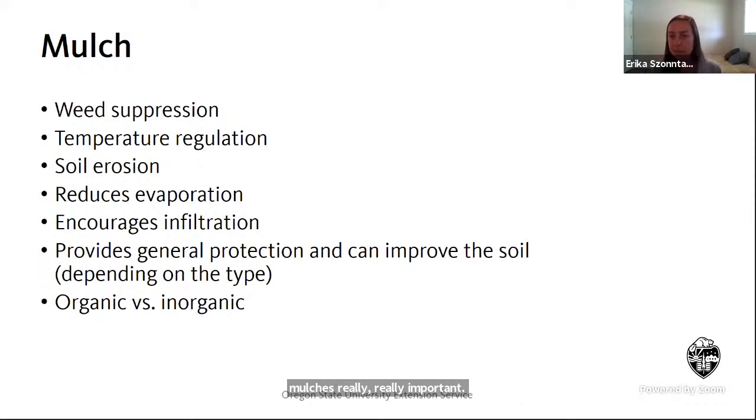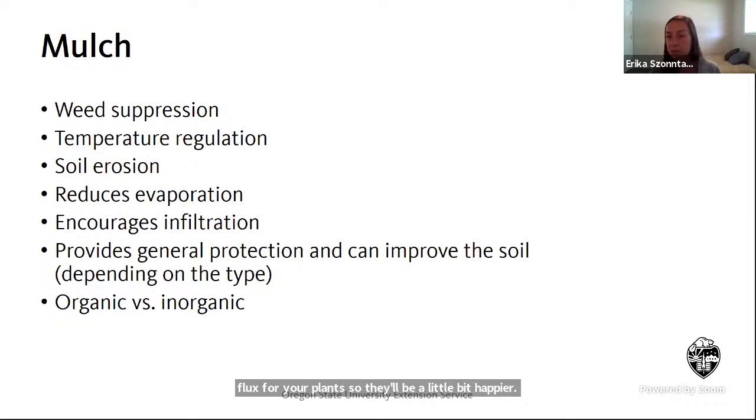It not only helps with weed suppression, but it also helps with temperature regulation and keeping the soil and everything in place. It will both reduce evaporation and increase infiltration. So it'll help keep that soil moisture balance more where you want it. And there will be less of a flux for your plants, so they'll be a little bit happier.